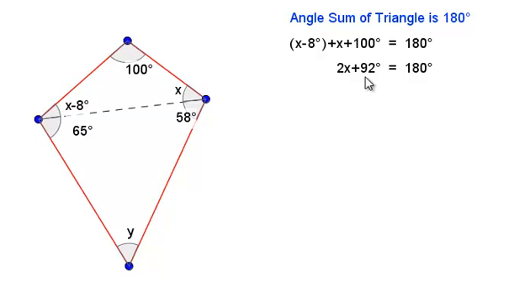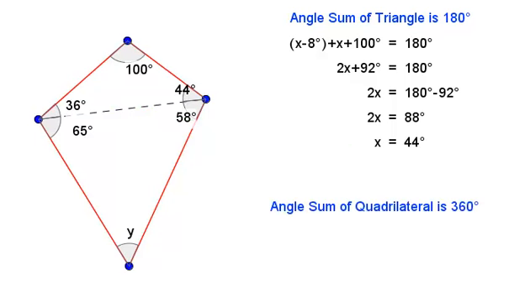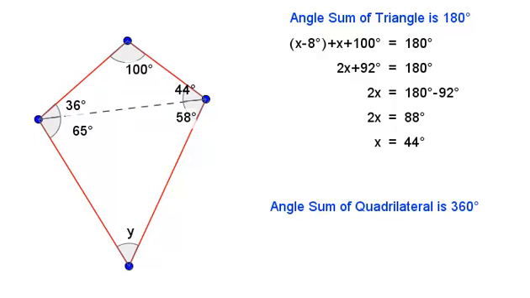We then subtract the number on the left hand side from both sides, so we get the x term by itself. And then we have to divide both sides by 2 because we want to get x by itself, so we get the value of x, which is 44 degrees. So now we can work out both of these angles because we know the value of x. We just substitute 44 in the place of x, and we get our two values of 36 and 44.